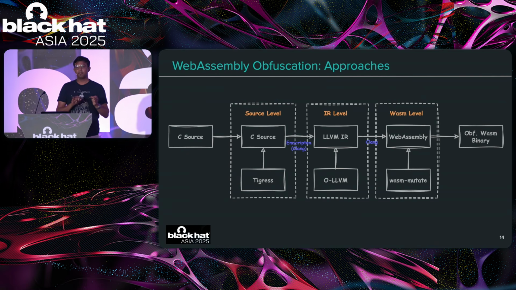In the context of WebAssembly, we can apply obfuscation at different levels. Let's say you start with the C source code and you want to perform obfuscation right at the source code level. We have a tool called Tigress, which operates at the source code. If you are at the IR level, you have compiled the C source code to LLVM IR, then you can use a tool like OLLVM. And let's say you are at the Wasm level itself, you have the binary, you can apply tools like Wasm mutate. It's kind of a pseudo obfuscation, it's a diversifier, but it does the job.